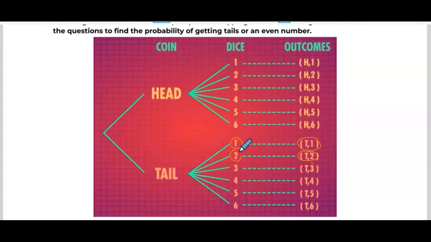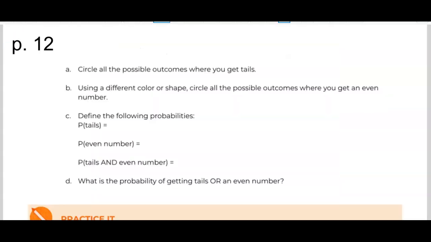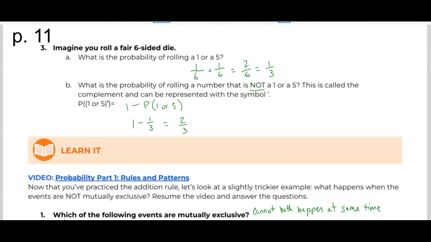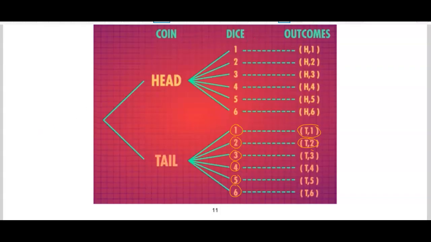So tails, tails, tails, tails, tails, tails. Okay. And then it also says to use a different color or shape, circle all the possible outcomes where you get an even number. All right. So the even numbers, I'll do those in this light blue. So that could be a 2, could be a 4, could be a 6, could be a 2, could be a 4, could be a 6. Okay.